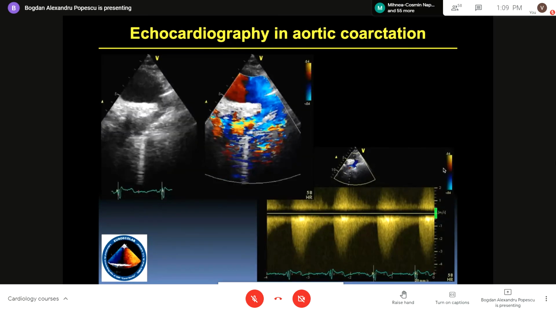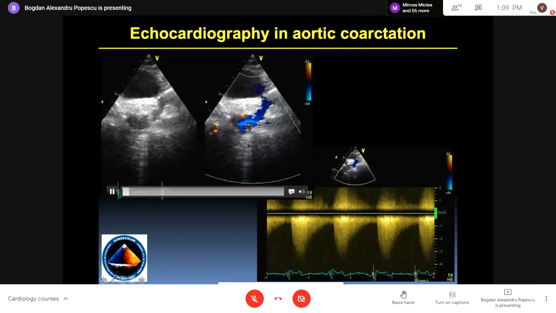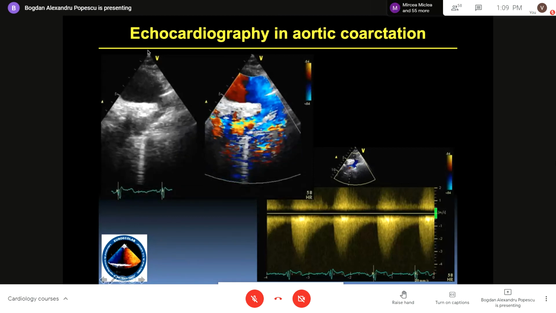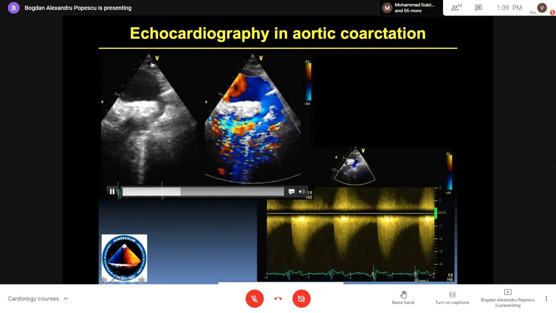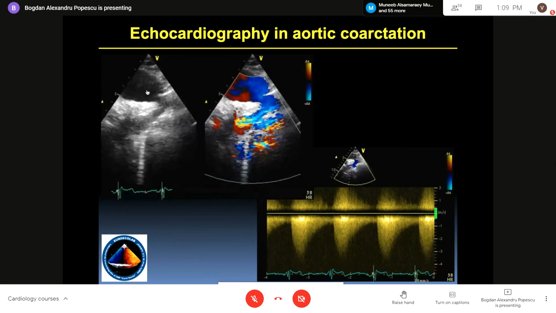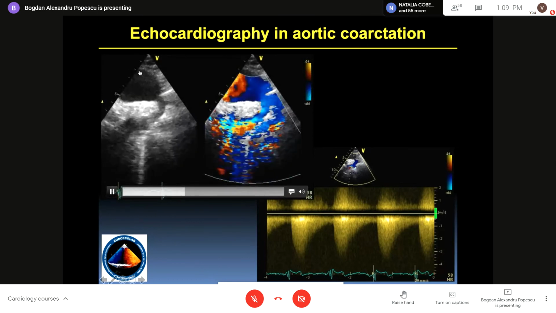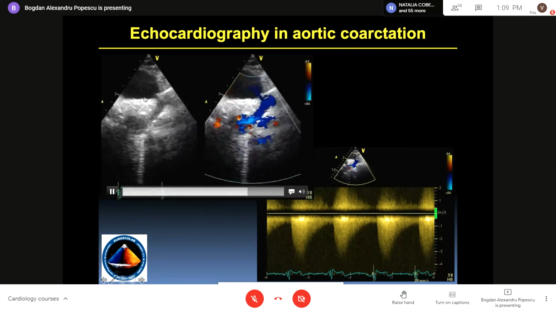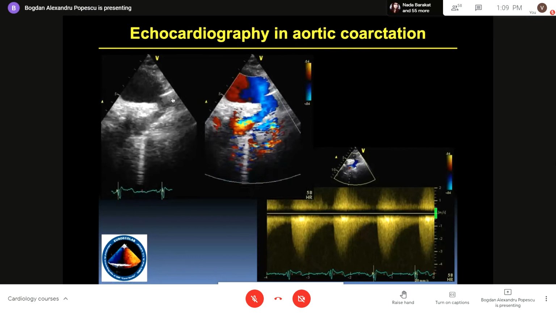And then, of course, you have echocardiography that may show you the problem. This is a suprasternal view. It means you put the transducer above the sternum here. And so what you see here, this is the aortic arch, which is quite dilated because it sees a high pressure and it gets dilated.